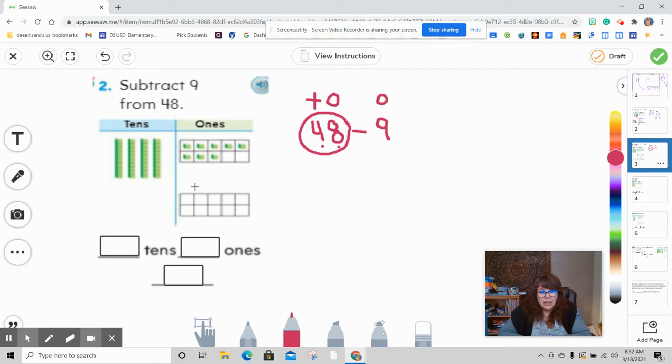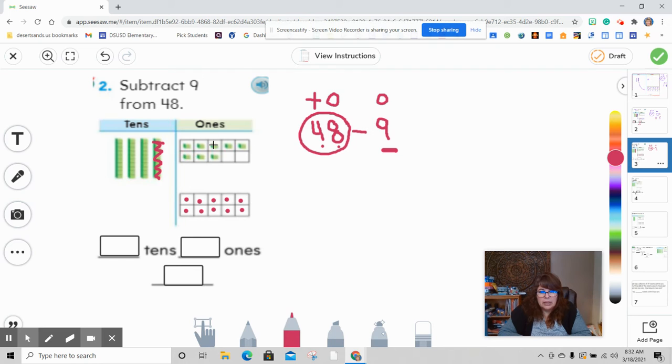I don't have enough. So therefore, I need to go to the tens place and regroup one of the tens into, you got it, 10 ones. 1, 2, 3, 4, 5, 6, 7, 8, 9, and 10. Now I have to take away the 9. Now I can do that.